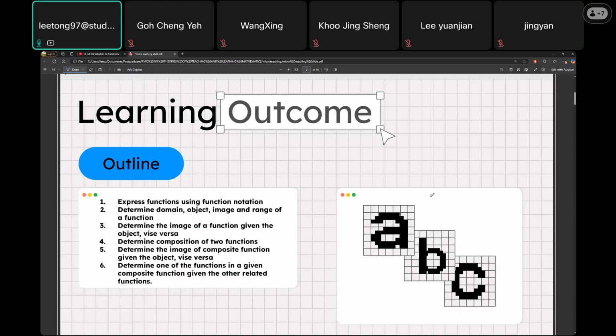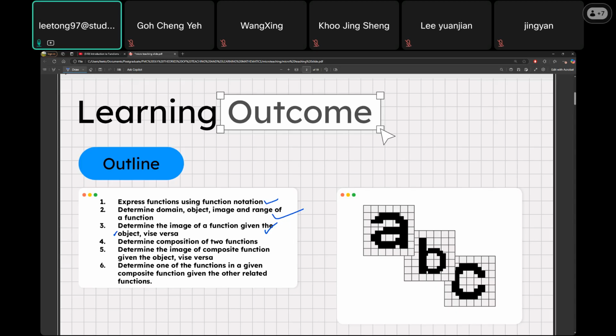At the end of the class, you'll be able to express function using function notation, determine domain, codomain, object, image, and range of a function. Determine image of a function given object, or vice versa. Vice versa means we give you the image and you find the object.